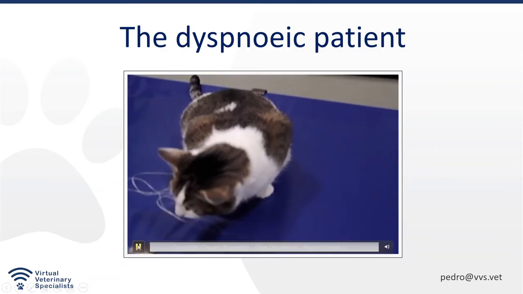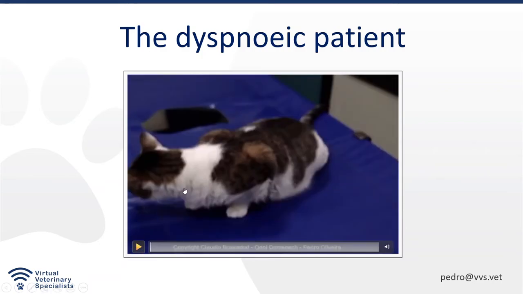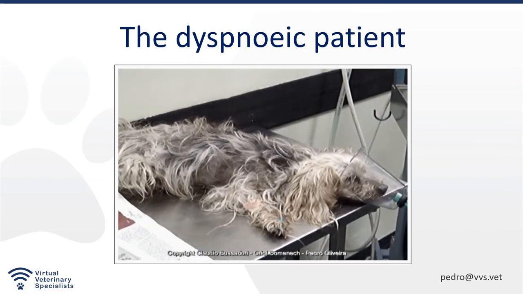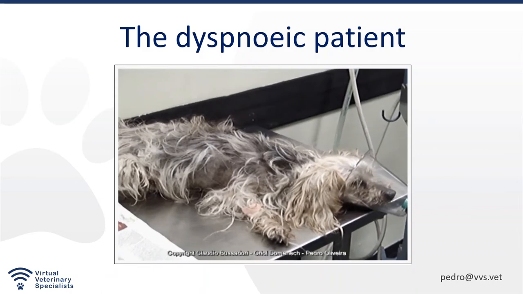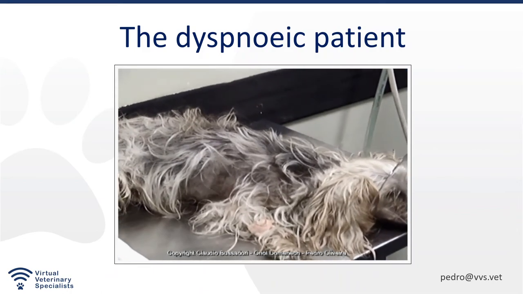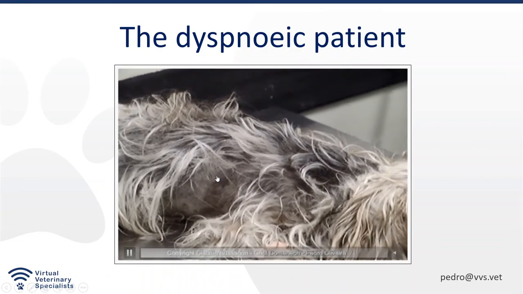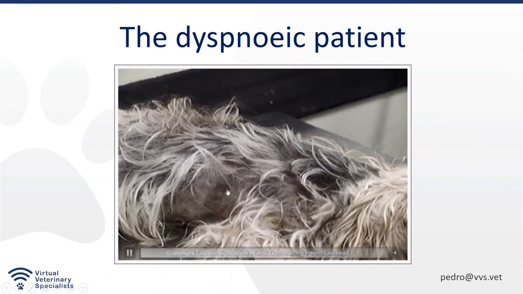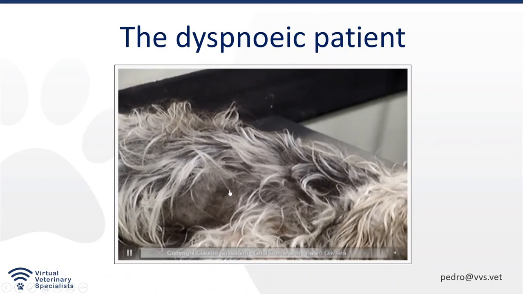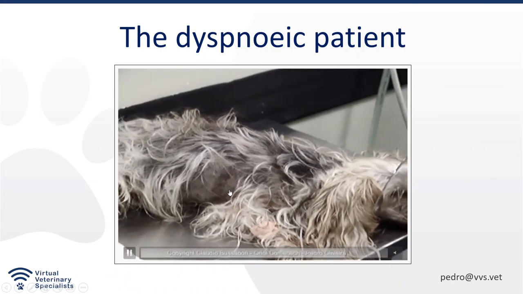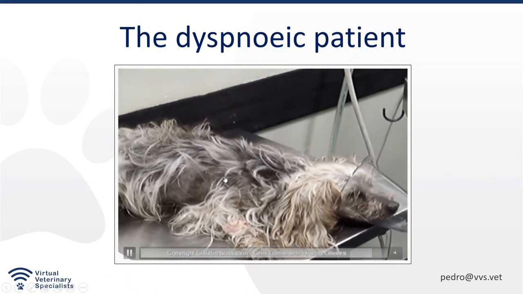Okay, so you see a cat with the same sort of breathing pattern that also coughs, so that's very suggestive of feline asthma. Now, going forward, we have here a dog with a very shallow breathing, so tachypnea, with very fast movements. There doesn't seem to be a particular effort in getting air inside or outside of the lungs.